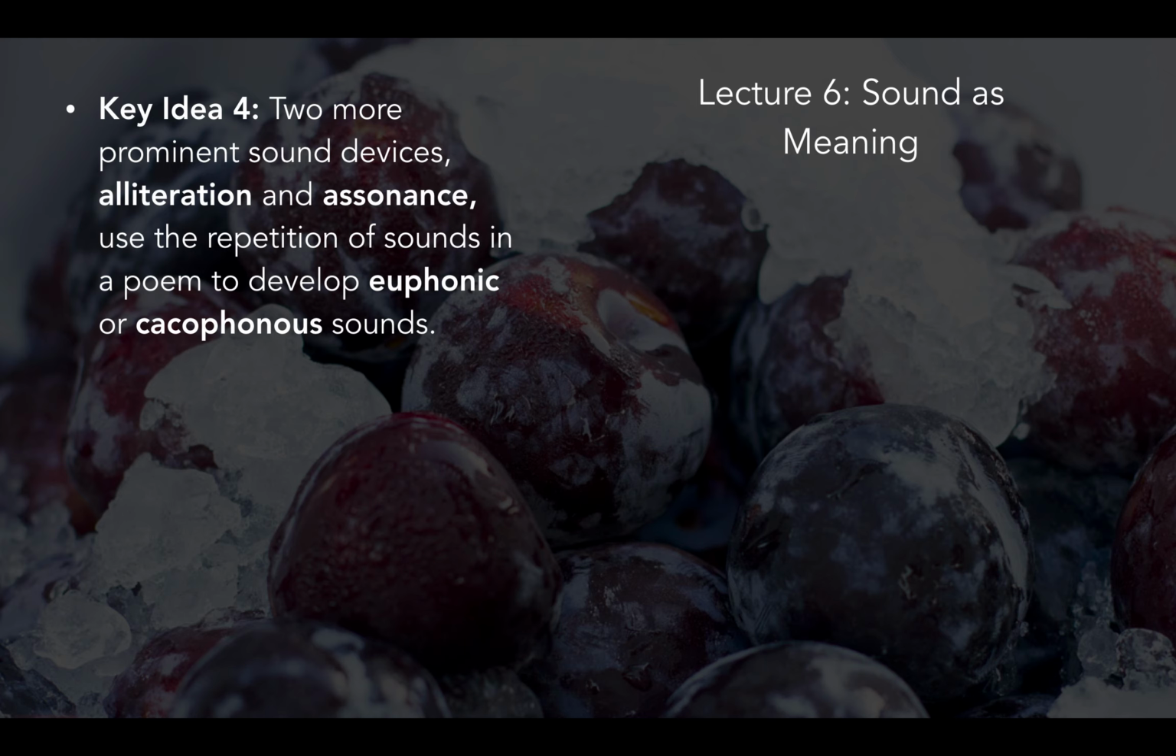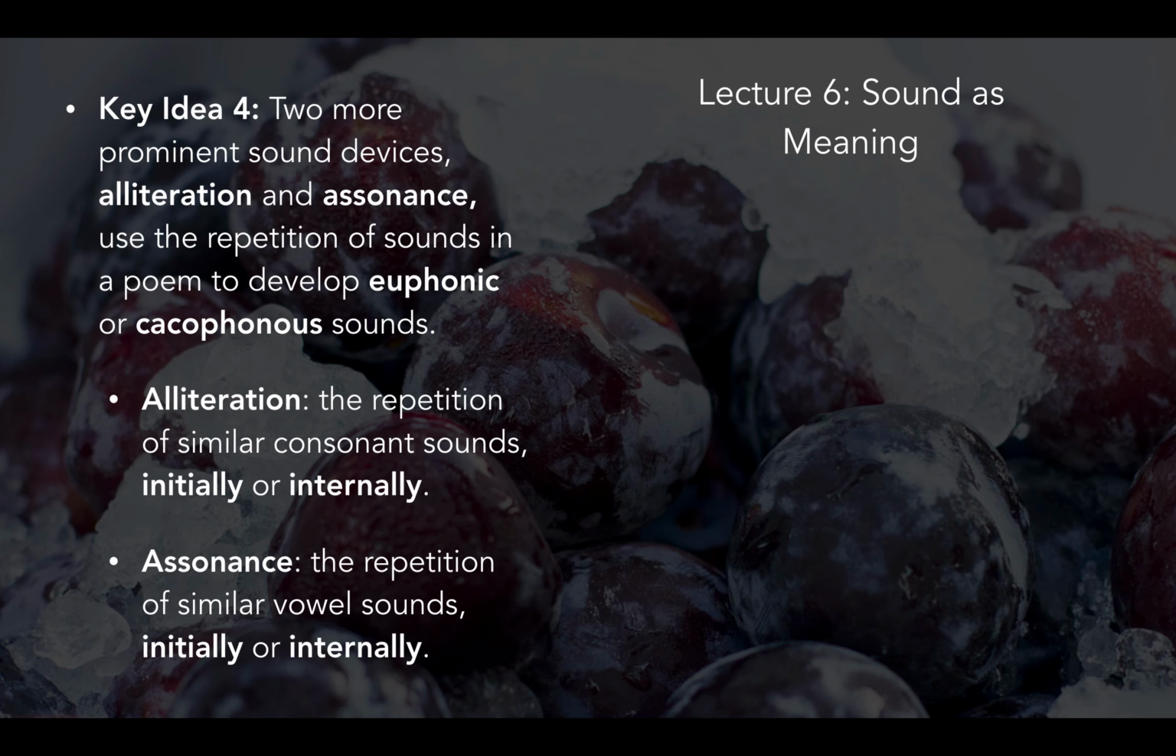Two more prominent sound devices: alliteration and assonance. Okay, so you probably have heard of these things before. They're used oftentimes to help develop euphonic and cacophonous sounds. Okay, so alliteration is the repetition of similar consonant sounds, both initially, so at the beginning of a word, and internally, so in the middle of a word. And assonance is a repetition of vowel sounds, both initially and internally.